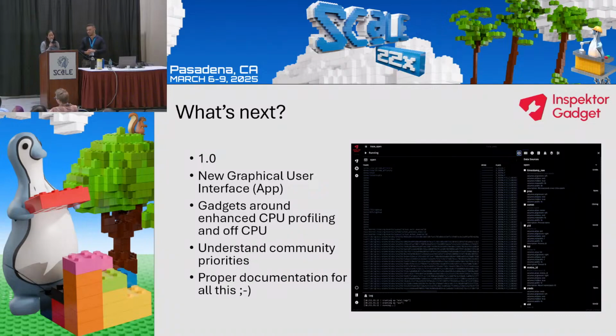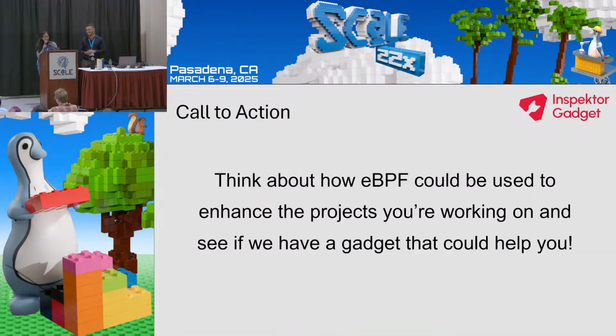And of course, we are continually wanting to understand the community's priorities and needs, and of course, document everything super well. So a call for action for you all. Definitely please think through the examples we went through today. Think about how eBPF could be used to enhance the projects that you all are working on, and see if we have a gadget that can help you, or even better, if you want to brainstorm a gadget that covers a use case we haven't even thought of, we'd love to hear it.